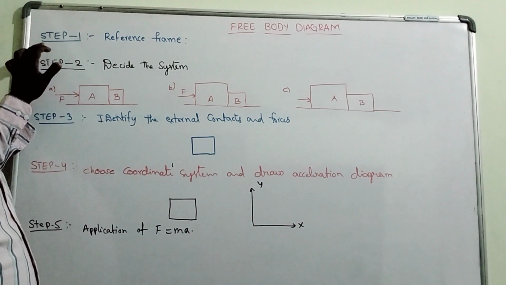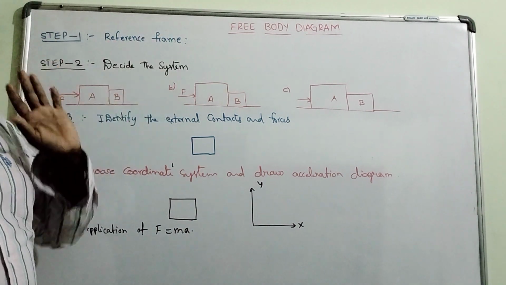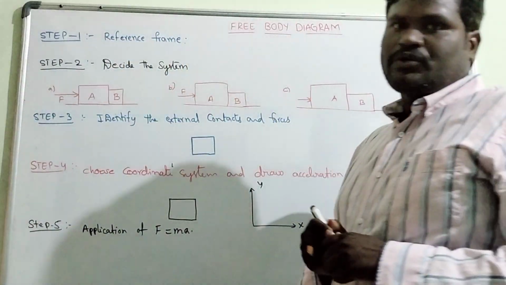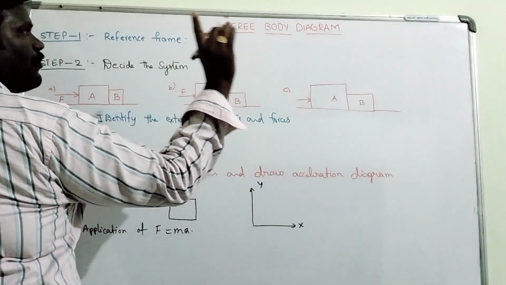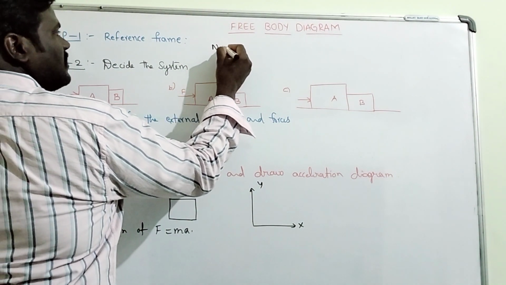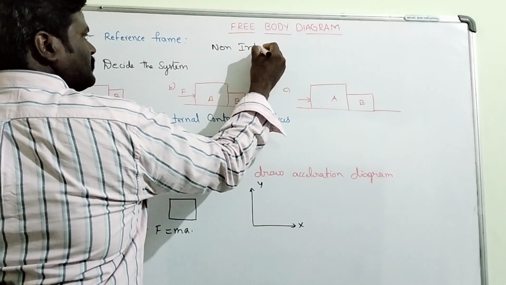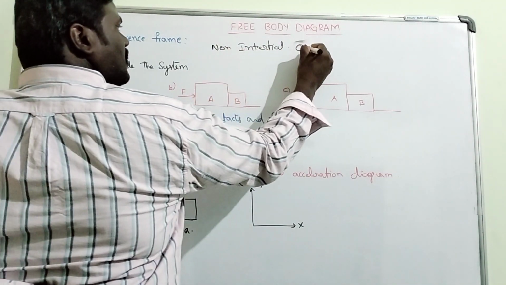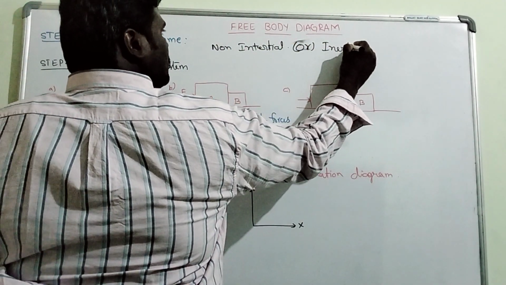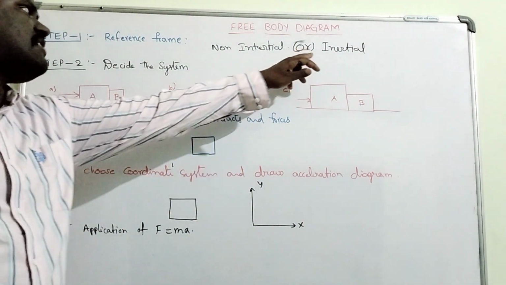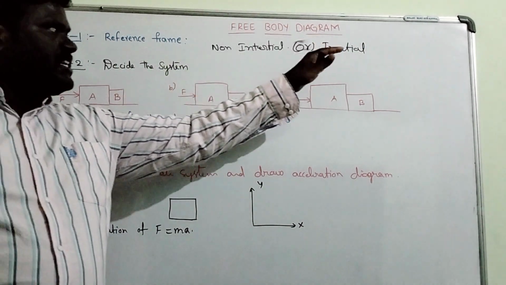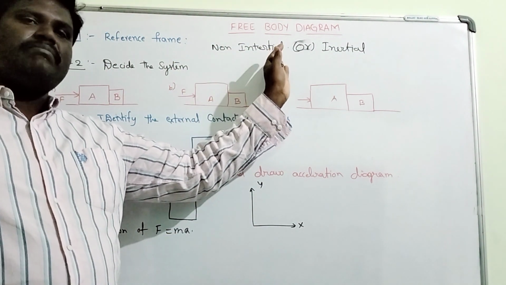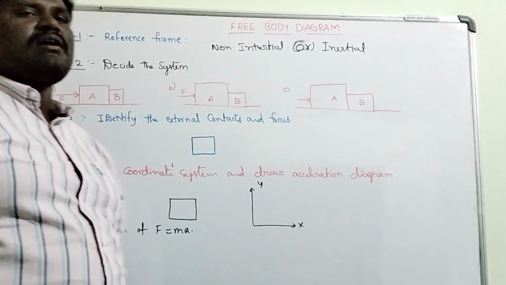For that, step 1 is the reference frame. We need to know what kind of reference frame the system is in. We have two kinds of reference frames: one is non-inertial frames and the other is inertial frames. We need to check whether it is an inertial frame or a non-inertial frame. If it is an inertial frame, the frame of reference is at rest. If it is a non-inertial frame, the frame of reference is in motion.